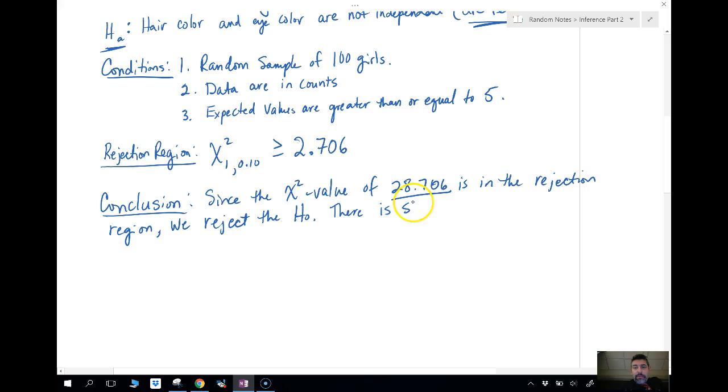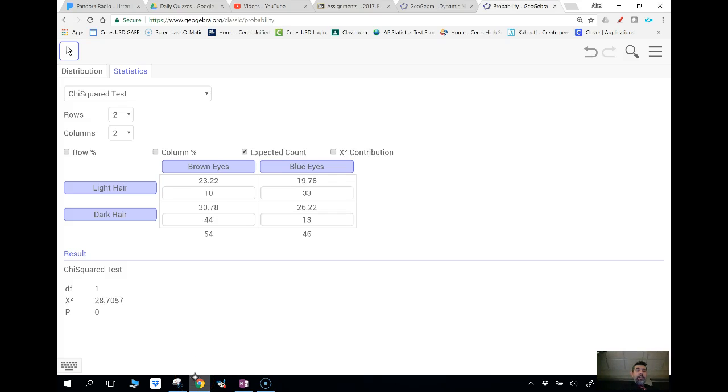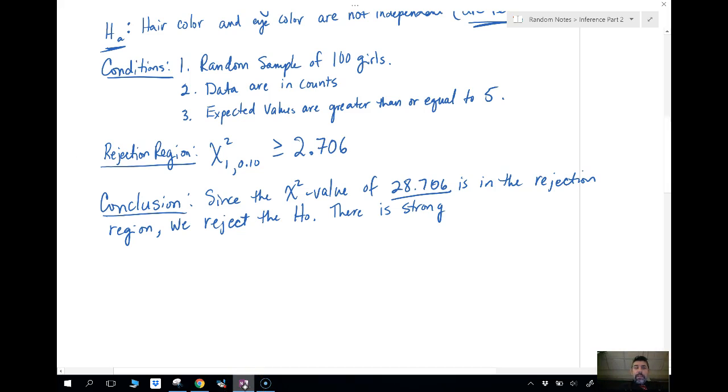There is strong evidence. We use strong because in my GeoGebra output, the p-value here is 0. That's just because chi-squared is so high that it's such a small p-value that it can't report it on the computer. It's probably 0.0000 something. If you're using a TI Inspire or TI 84, it'll actually tell you what that is. But we don't really need that. All we need is the rejection region.